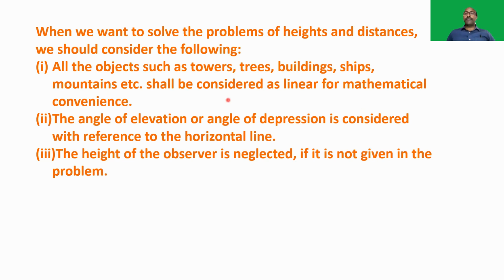It means that some towers are triangle in shape, some towers are rectangle in shape, and we know the trees have branches, they have curves, isn't it? But for our convenience, we take all as linear. They are in linear shape.